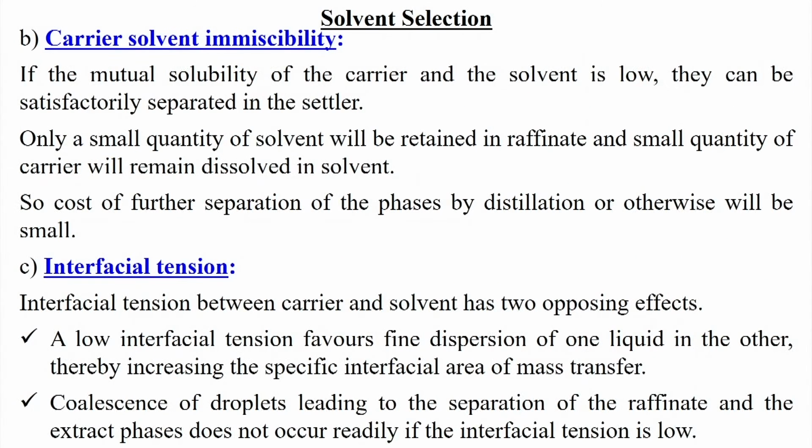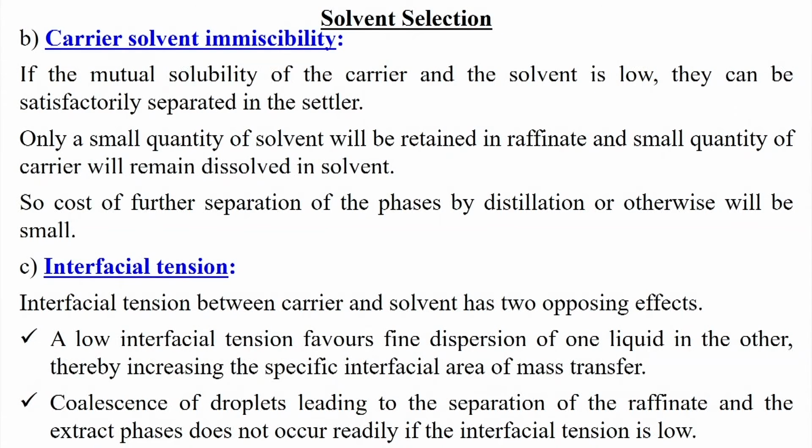Okay. The second criterion is carrier solvent immiscibility. If the mutual solubility of the carrier and the solvent is very low, they can be satisfactorily separated in the settler. But if there is miscibility between A and B, then once the solute is transferred from A to B, we will not be able to separate the solute C from both phases, because both the carrier solvent and the extracting solvent are now miscible. So only a small quantity of the solvent will be retained in the raffinate and a small quantity of the carrier will remain dissolved in the solvent. So the cost of further separation of the phases by distillation or otherwise will be very small.